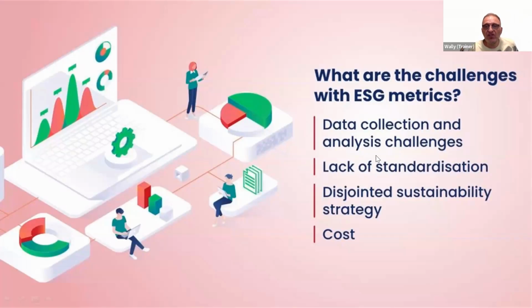And disjointed sustainability strategy means that you collect your own metrics, another company collects their own metrics, but they're not all using the same metrics in the same industry. Therefore, they're disjointed. However, if all car manufacturers all around the world use the same metrics, then it would be easier for them to be aligned. And last but not least is the cost.